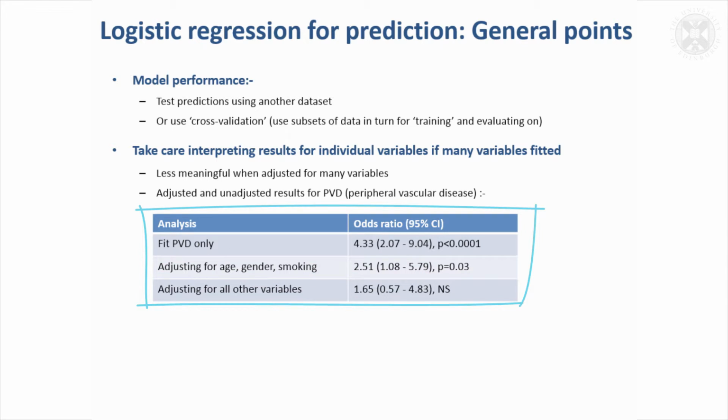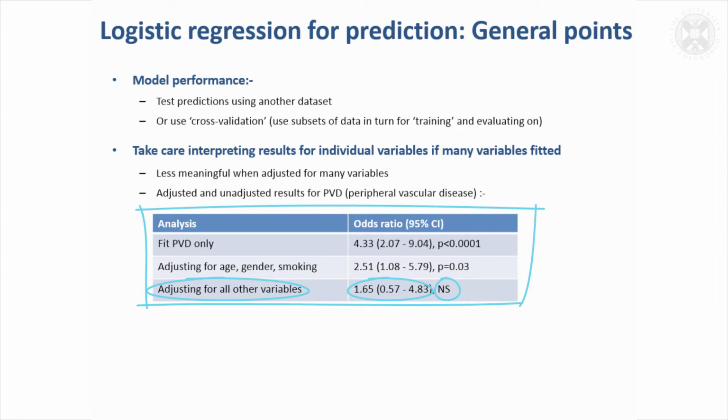But in the model that adjusted for all other variables, the odds ratio for peripheral vascular disease actually became non-significant. It's still greater than 1, so it's still estimating more odds of death with peripheral vascular disease, but it's not significant. And in that case, you've probably over-adjusted because you've adjusted for all sorts of other types of disease, including cardiovascular diseases, which are associated with peripheral vascular disease. So you've probably got rid of some of the effect of peripheral vascular disease that you're interested in.